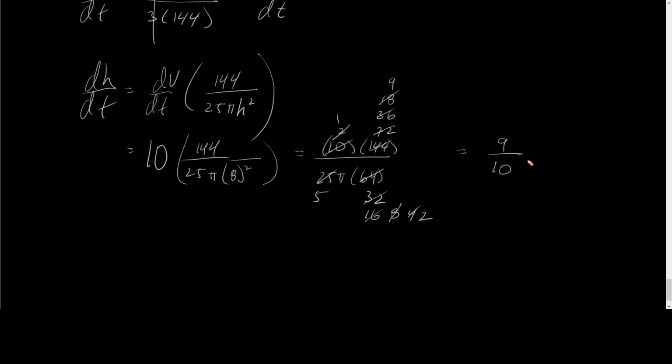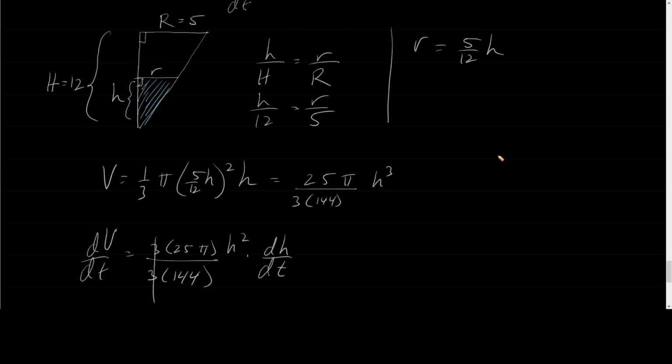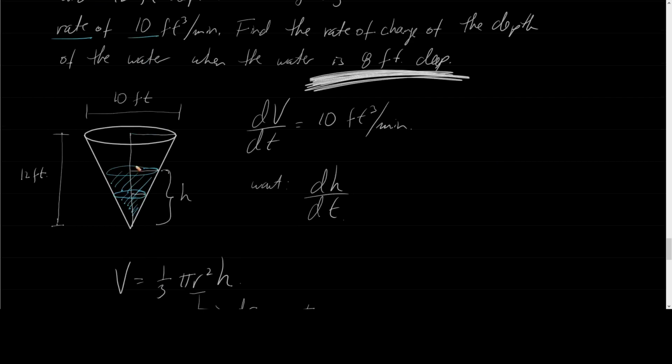Oh, sorry, I forgot the pi. So 9 over 10 pi. And in here, this was a height, right? And our units were feet. So this is feet per minute. And notice that it's a positive value, which makes sense, right? Because as this tank is getting fuller, the height is increasing. It is increasing.